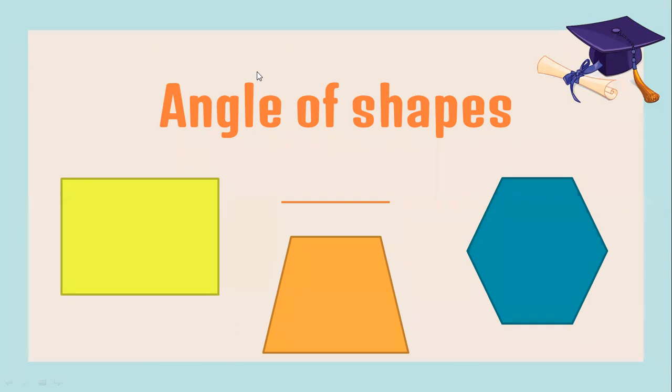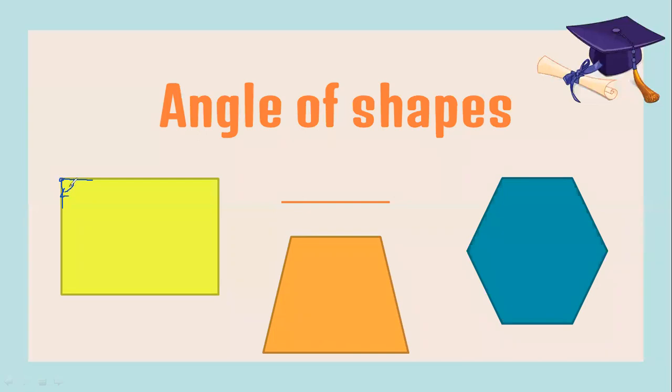Remember, an angle is when we have two lines that meet at a point, right? So just say this is the first line, and this is the second line, and they meet at this point. So this is what we call an angle.